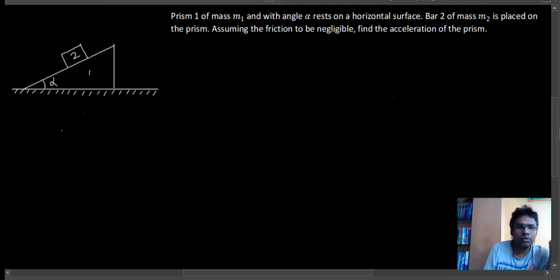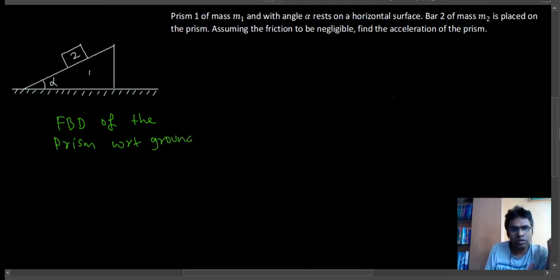So let's say if I look at the free body diagram of the prism with respect to ground. As the bar comes down the incline of the prism, it pushes on the prism in a direction perpendicular to the inclined surface. So a component of that force pushes the prism in the horizontal direction. So the prism gets an acceleration horizontally.